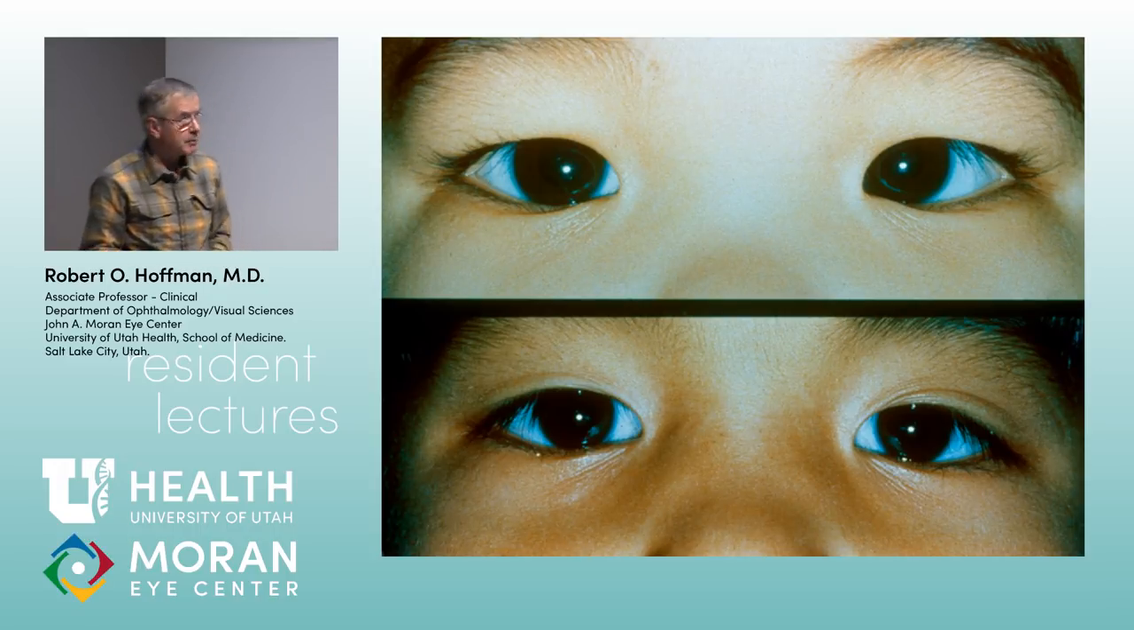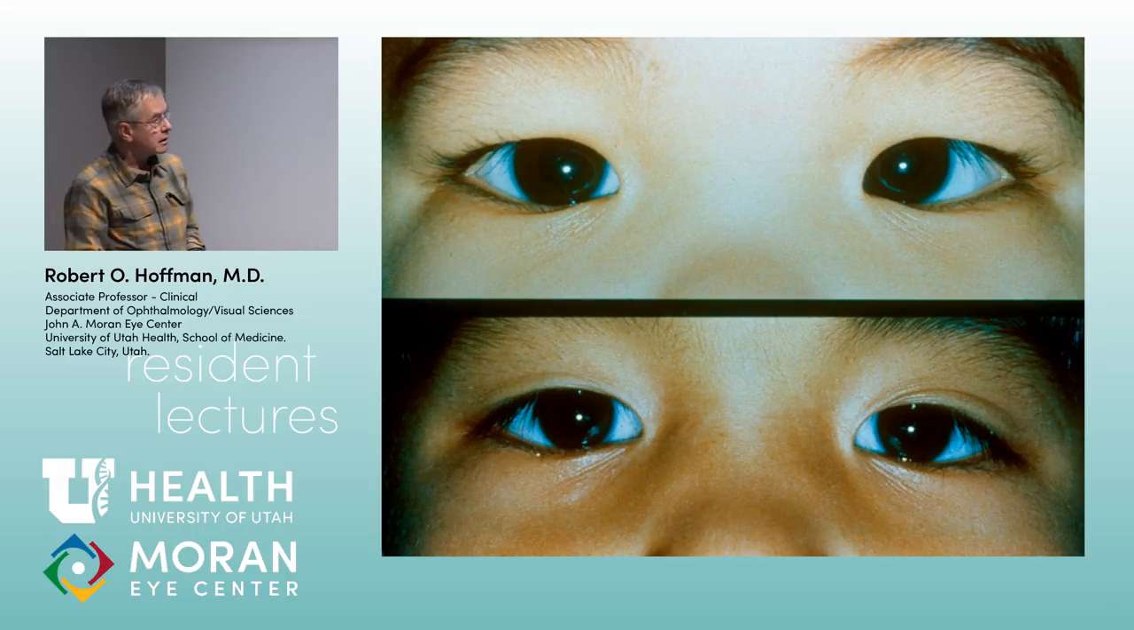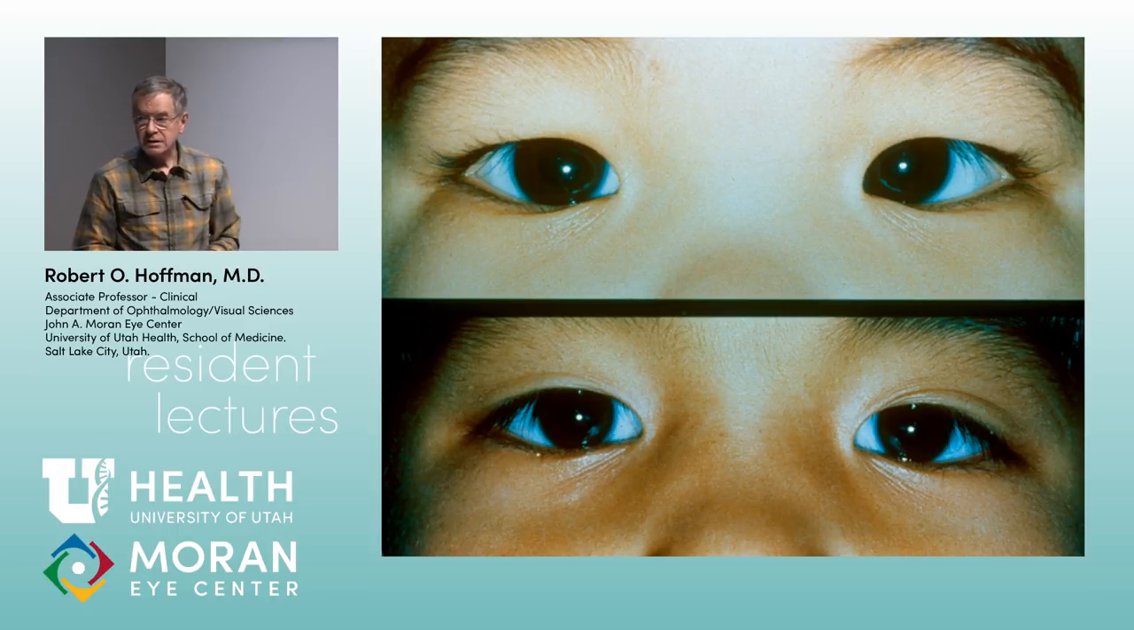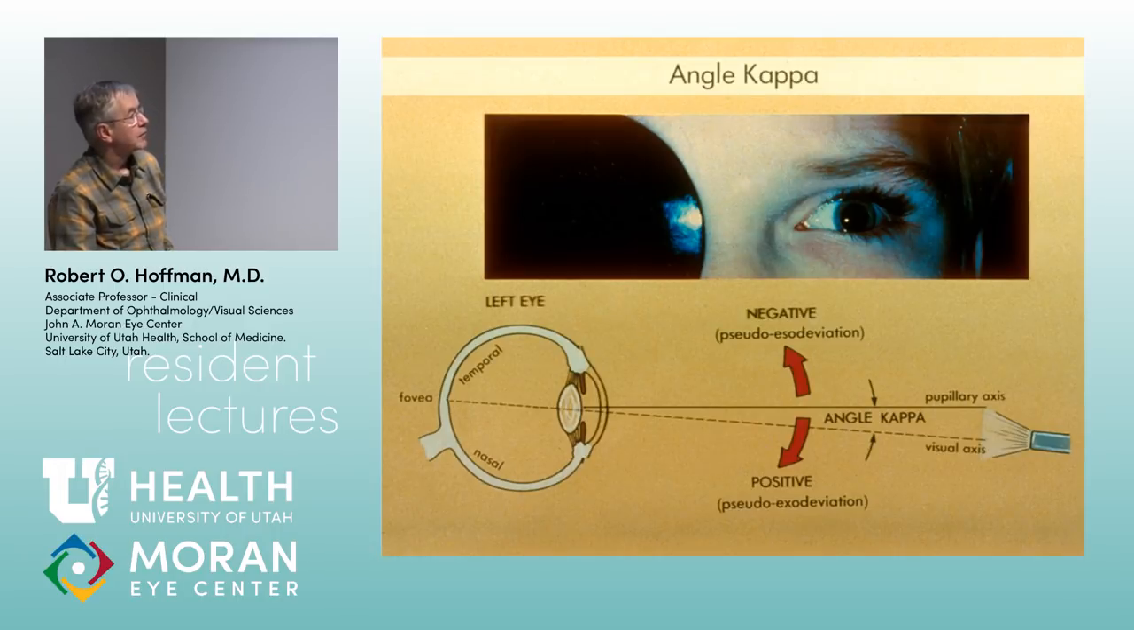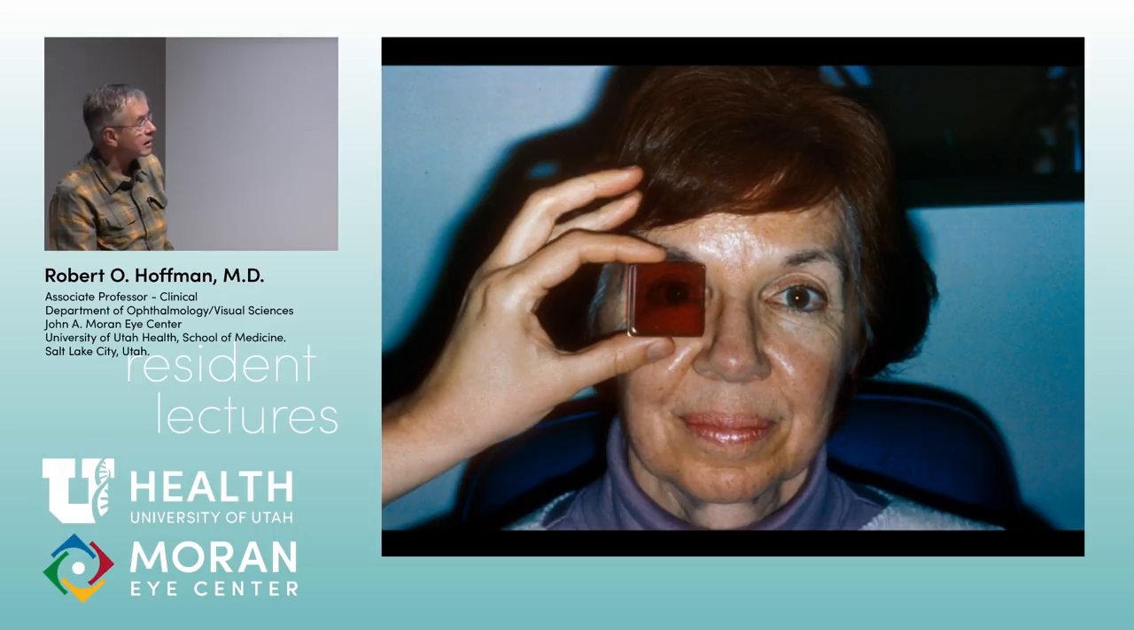So this is a problem with looking crossed and how the child looks. You don't get that sense, that gestalt, that the eyes are still crossed when you look. And this is the angle kappa issue that we mentioned. We'll go beyond that. And this is the red lens test that I talked about that they do at Shopko in the eye department.